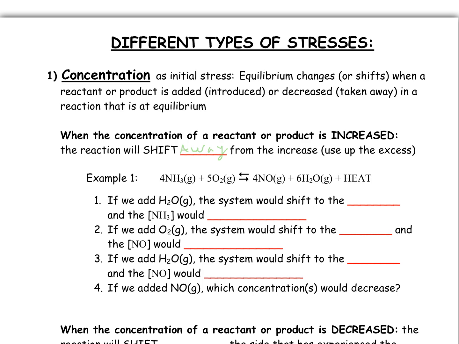So when the concentration of a reactant or product is increased, the reaction will shift away from the increase. So the phrase here is add away. And we're going to draw arrows to represent this as well.